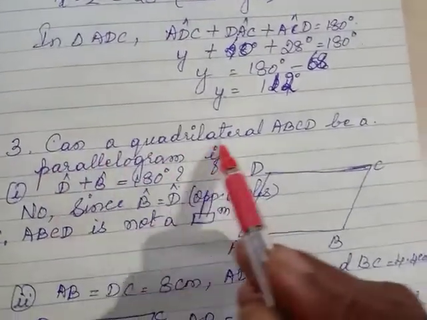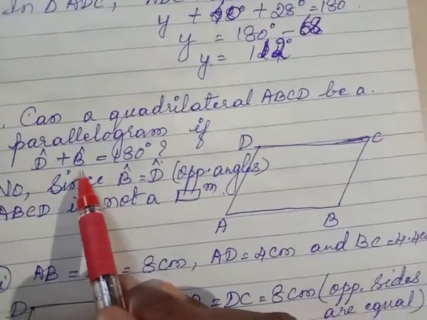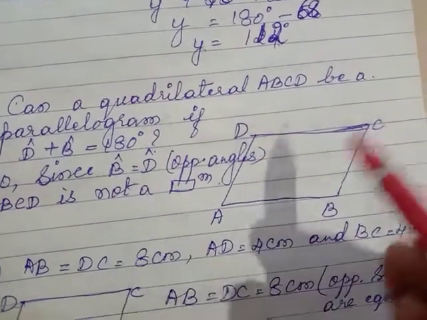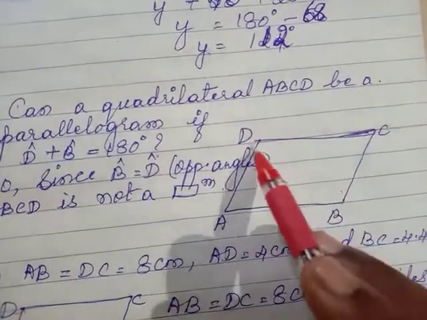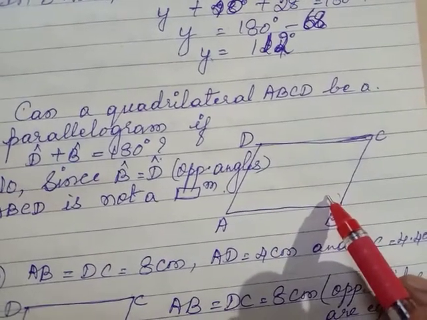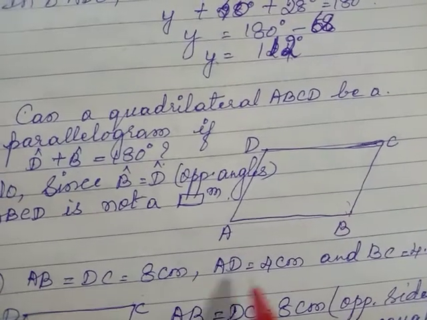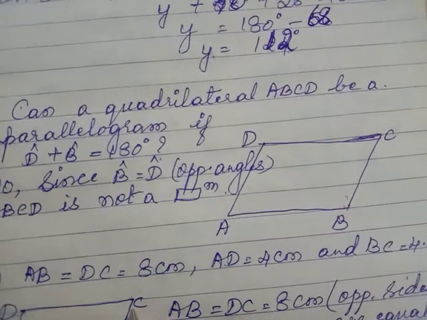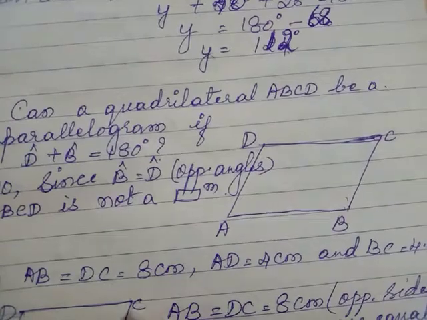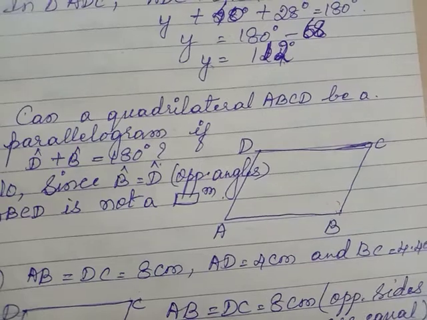Third question, can a quadrilateral ABCD be a parallelogram if angle D plus angle B is equal to 180? No, since angle B and angle D are opposite angles, correct? Therefore opposite angles are equal, not 180 degree. Okay children? Then second one, AB equal to DC is equal to 8 centimeter, AD is equal to 4 centimeter, BC is equal to 4.4. See, opposite sides are equal. Therefore, it is not possible.